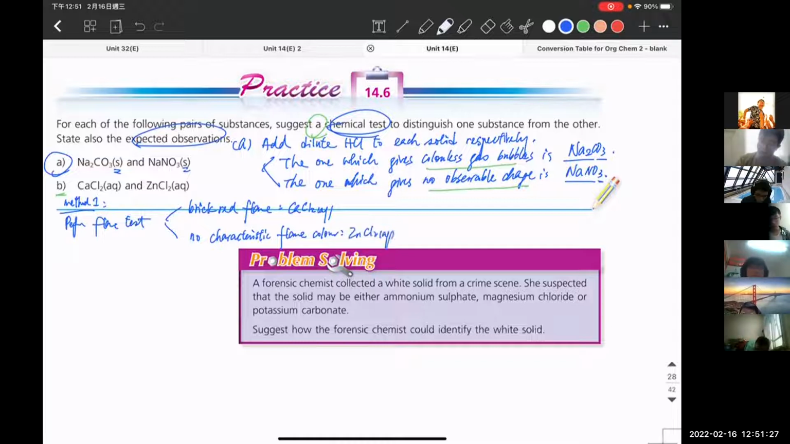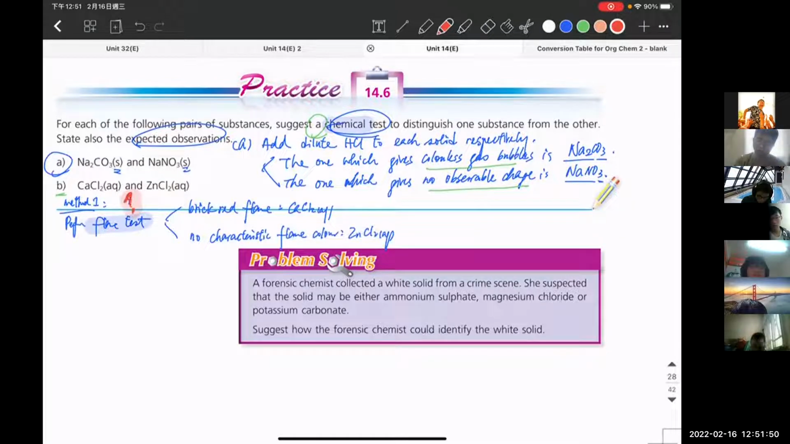But some of you may say, so Mr. Chu, you can distinguish. But wait a minute, you see the words chemical test. Now my question is, is flame test a chemical test? I don't think it's a chemical test. It's not a chemical test actually.